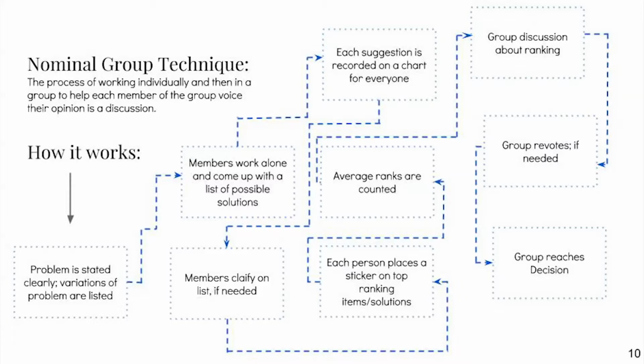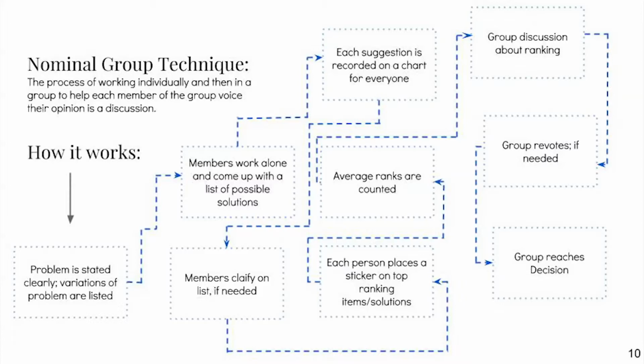First off, you state the problem very clearly to everybody in the group. Then group members work alone to come up with a list of solutions. Next, the list is read and recorded on a chart for the entire group to see. Everybody reads them and ranks the best possible solution.